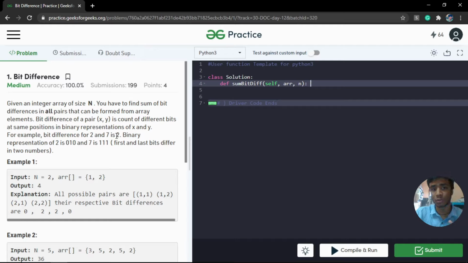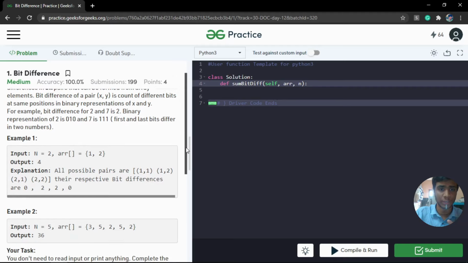7, so the answer is going to be 2, because 2 is represented as 0 1 0, and 7 is represented as 1 1 1, and there are two bits which are differing. So the first bit and last bit are set as 0 in 2, whereas it is set as 1 in 7. So the difference in bits here is 2, right? And we have to do the same thing for all the pairs that can be formed from an array, and we have to return the global answer, right?